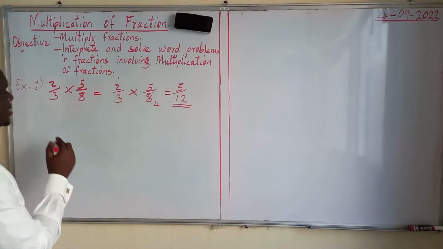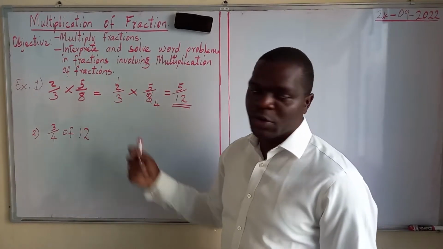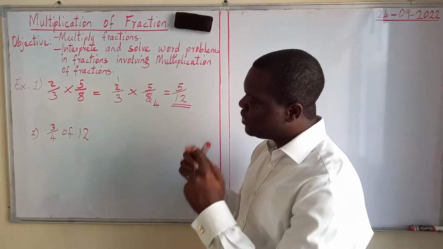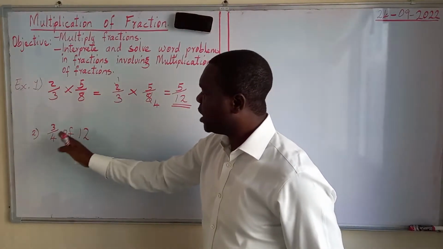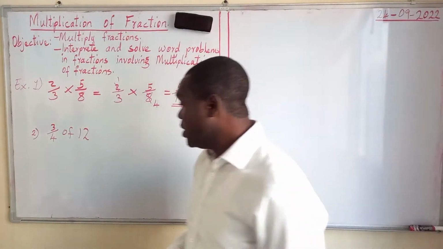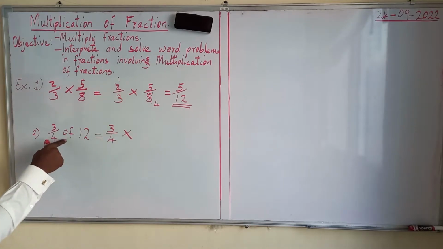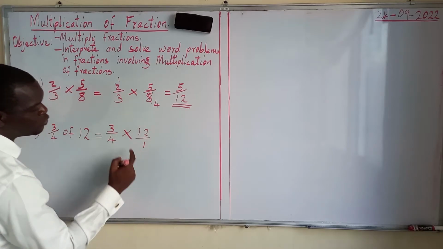Let's look at the second example. This is a little bit different from the first. As you can see, we have a whole number. We are finding a fraction of a whole number. Another new thing that we've observed here is "of". So here is 3/4 of 12. What is 3/4 of 12? It is simply 3/4 times 12. In multiplication of fractions, when you see "of", it means multiplication. So we express 12 as 12/1 to make it a fraction.